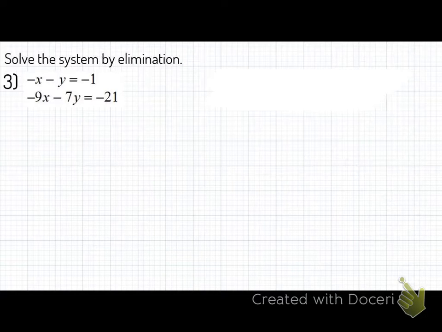Okay, so what variable do you want to get rid of, x or y? Y. Okay, and if you chose x, that's fine too. But you can pick whatever variable you want. So on this one, I'm going to pick y also, and I'm going to multiply this first equation by 7. Turn to your group and tell them why did I multiply by 7 on this first equation.